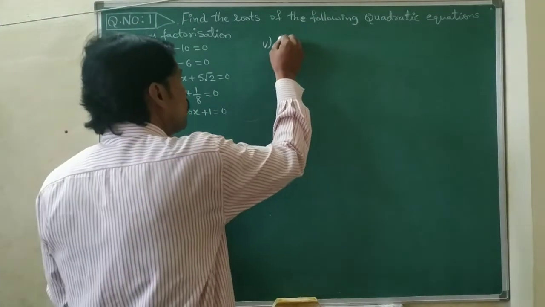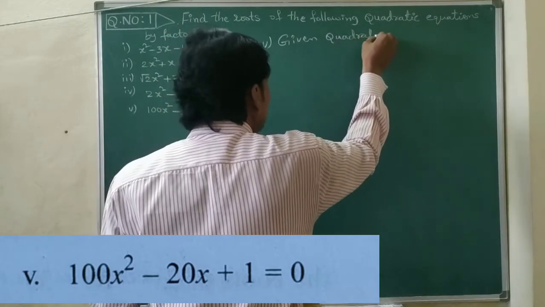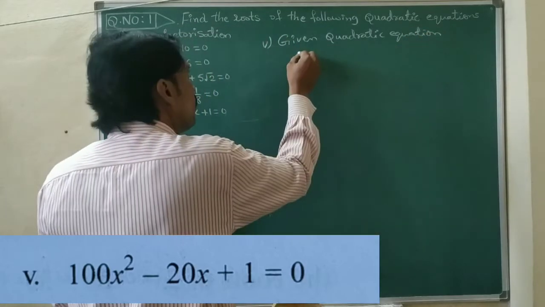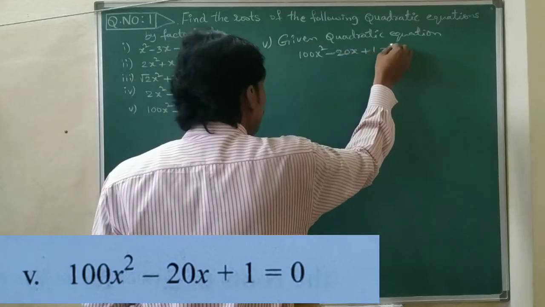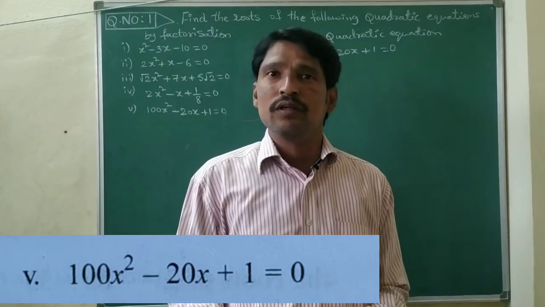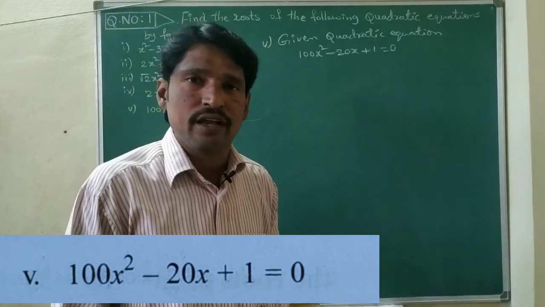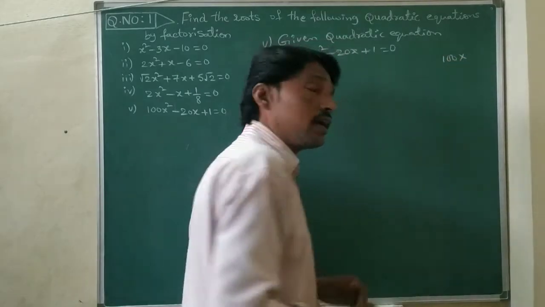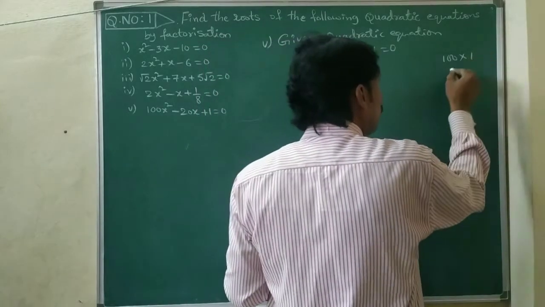Here, the given quadratic equation is 100x squared minus 20x plus 1 equals 0. Here we need to take the coefficient of x squared. What is the coefficient of x squared here? It is 100, into the constant. What is the constant term? It is 1. So 1 into 100 is 100.